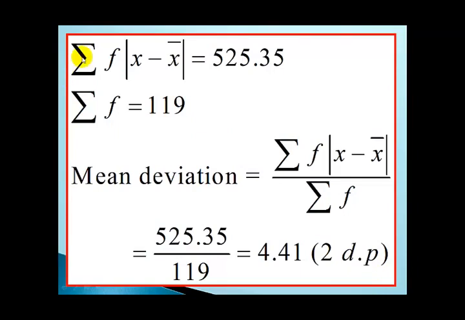So we have summation of f times x minus x bar. We had 525.35, and summation of f is equal to 119. So the mean deviation is equal to summation f times x minus x bar divided by summation f, and that is 525.35 divided by 119, and the answer is 4.41 corrected to 2 decimal places. That is the mean deviation from the frequency table.